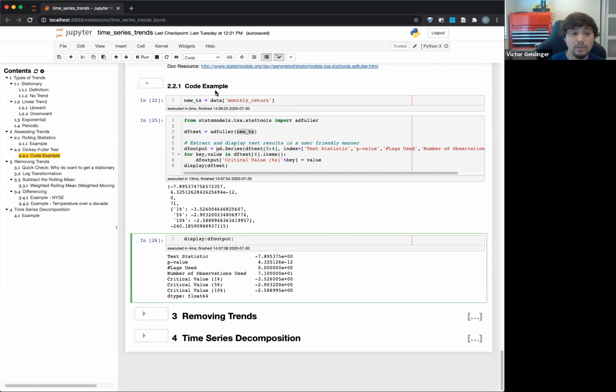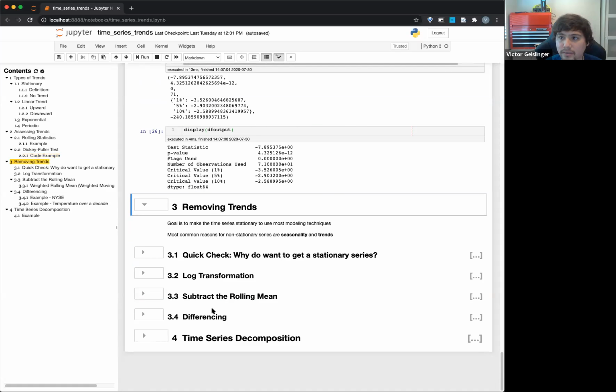This is useful when you want to feed this into a model that requires your time series to be stationary. So we'll actually talk about decomposition. We'll take out the stuff that makes it not stationary, which is called removing trends. So removing trends, and we'll go through this. We've got 20 more minutes, so we can go through here.